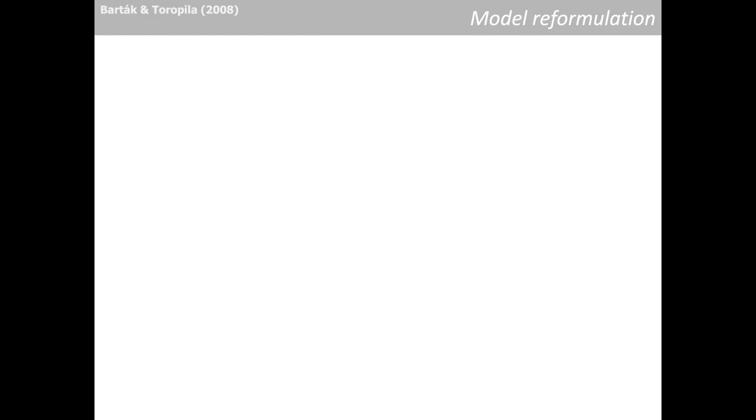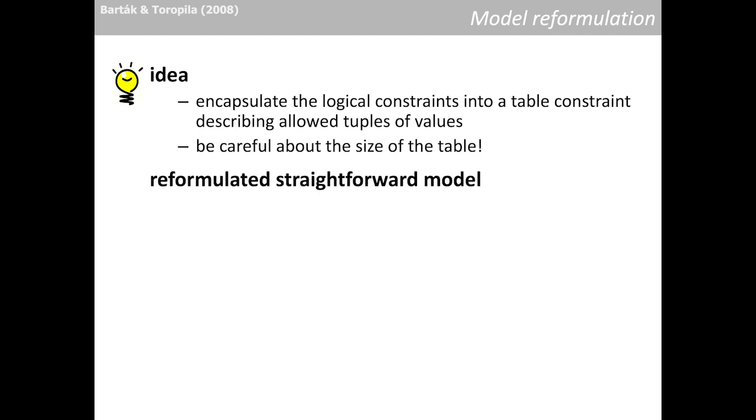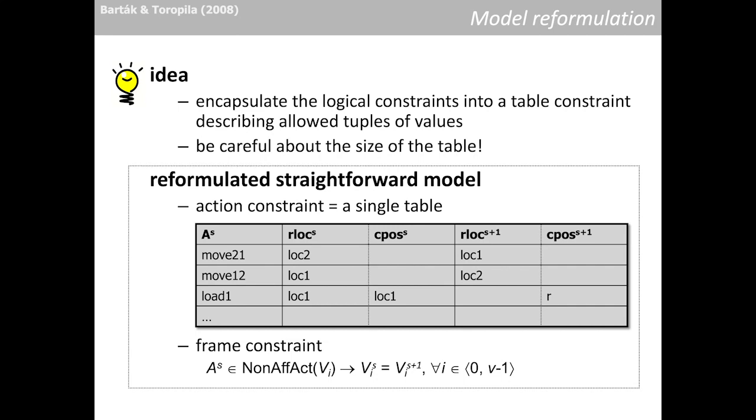So therefore, we suggested a reformulated model, which is based on the idea of encapsulating similar logical constraints into one constraint that will be encoded using a table. And this constraint will describe, for example, the allowed transitions. We just need to be careful about the size of the table. So this is how the table may look. It will have a column for the action variable, then columns for the state variables from the preceding layer and for the state variables from the next layer. And each line of the table will describe one action. So if you look at a line, it describes compatible tuples of values where we encode in the same table both preconditions and effects. The empty space in the table means that we don't care about this value, which means we still need to encode the frame constraint, and we use the logical constraint that we used before. So this is a reformulated straightforward model.